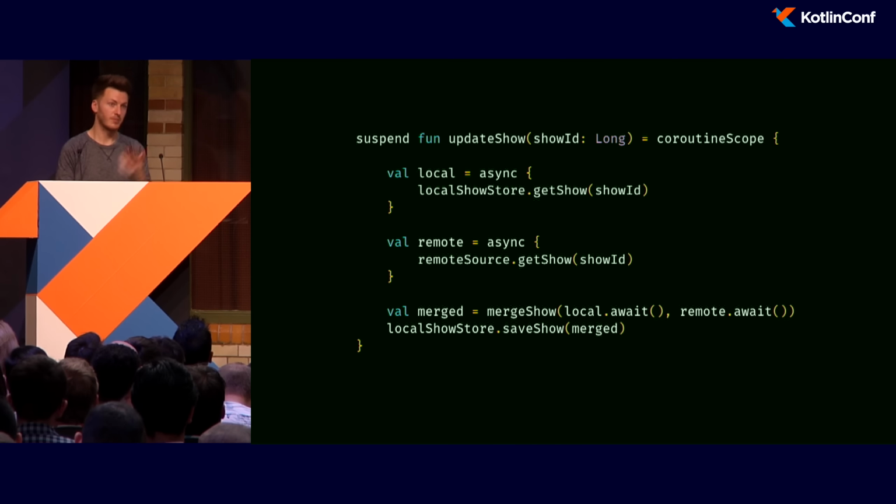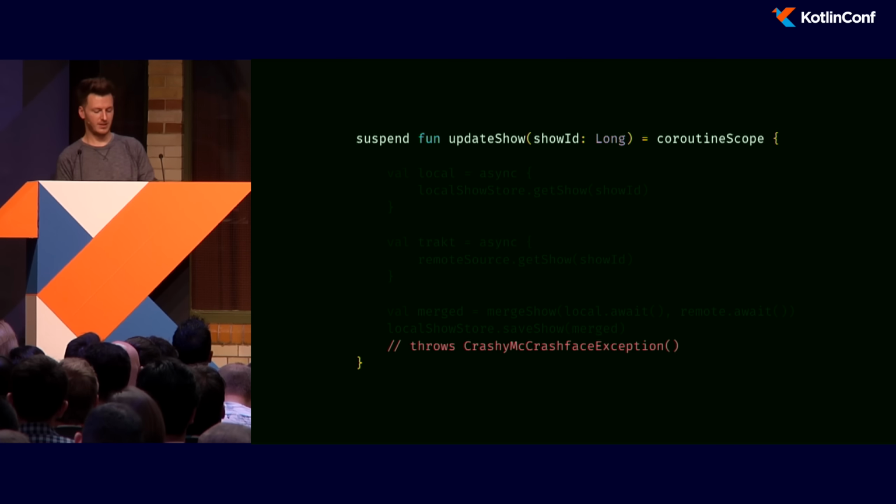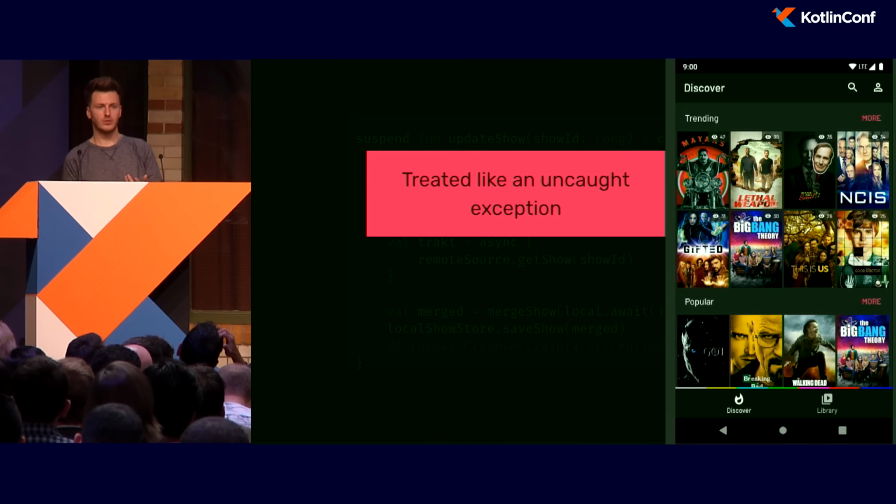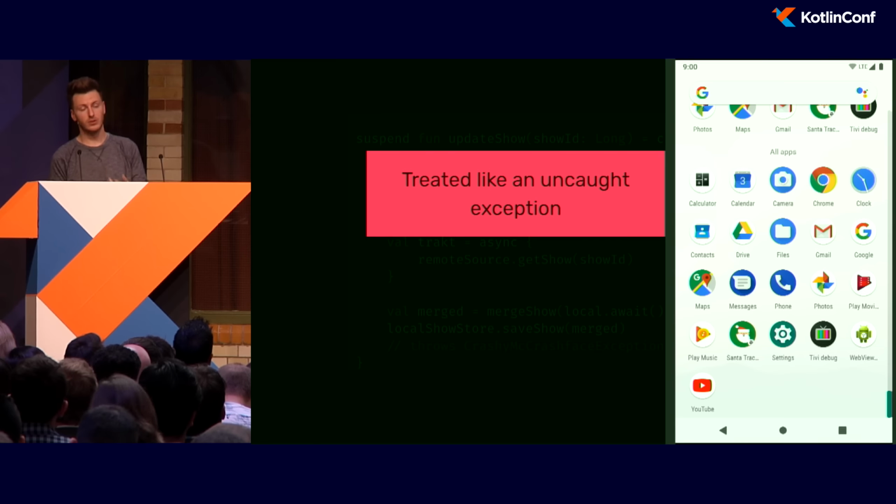So in this example, we'll go back to our update show, and we're going to throw an exception at the bottom. Now, on Android, what that means is that it's treated like an uncaught exception, and then your app will crash, basically.